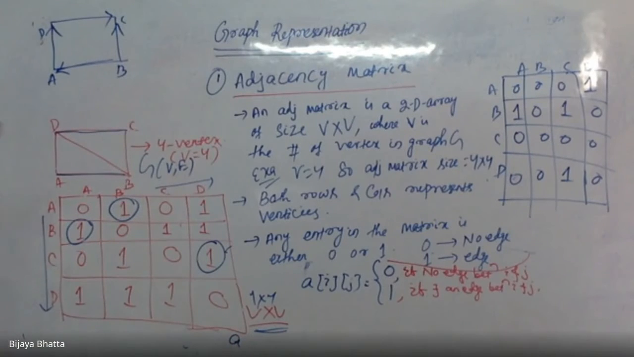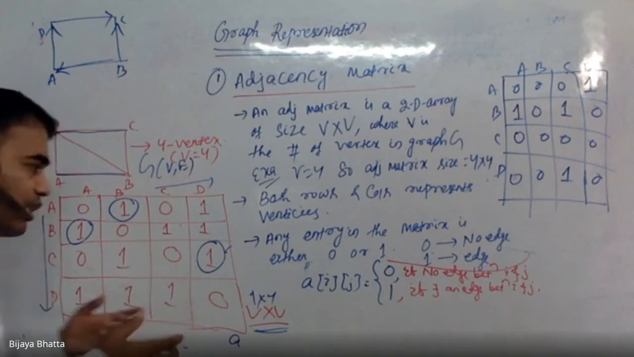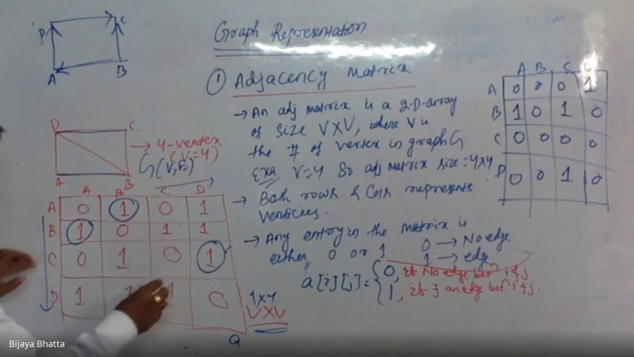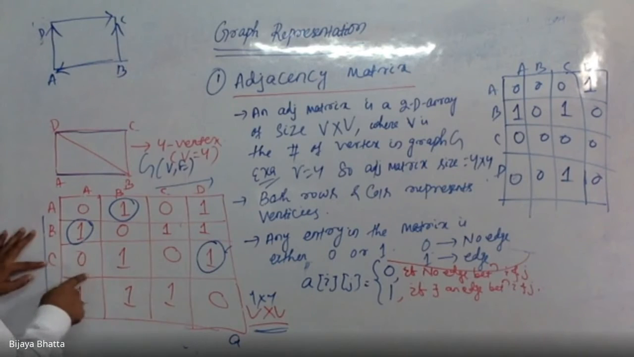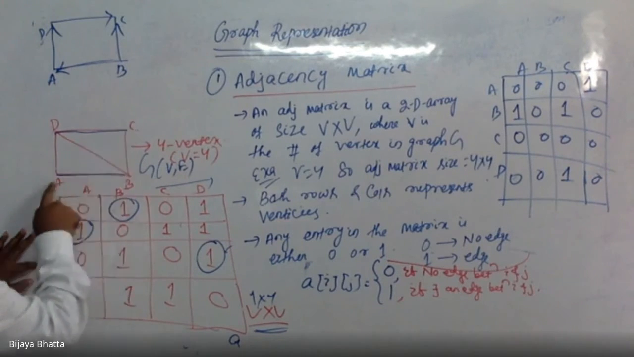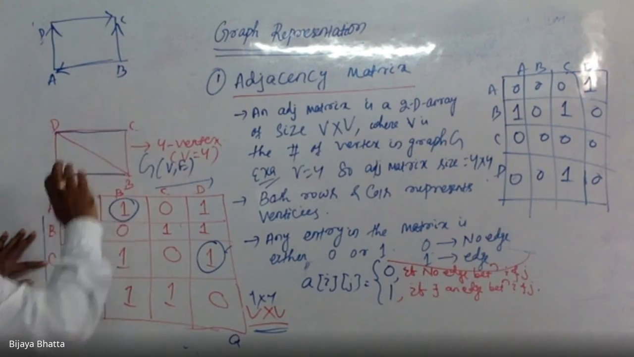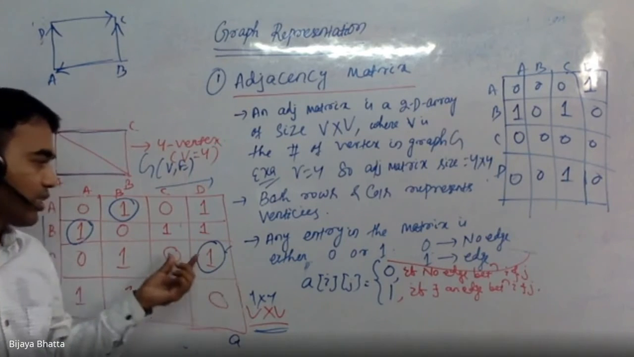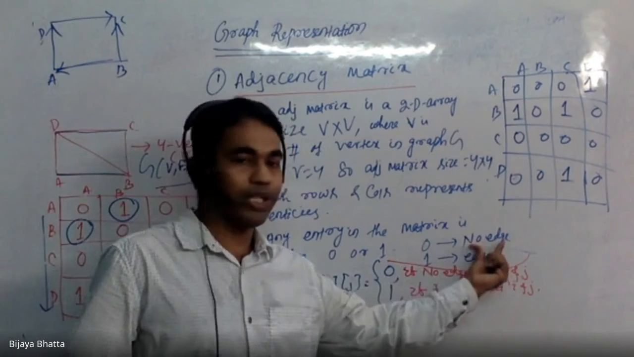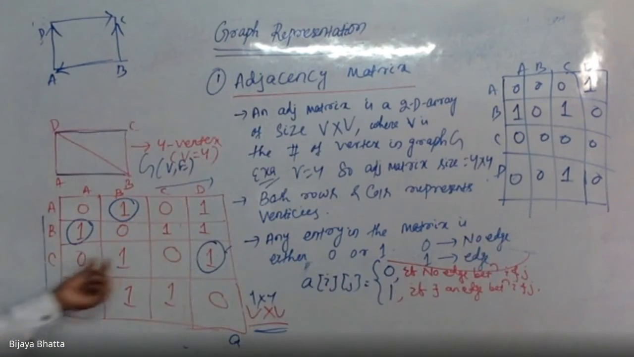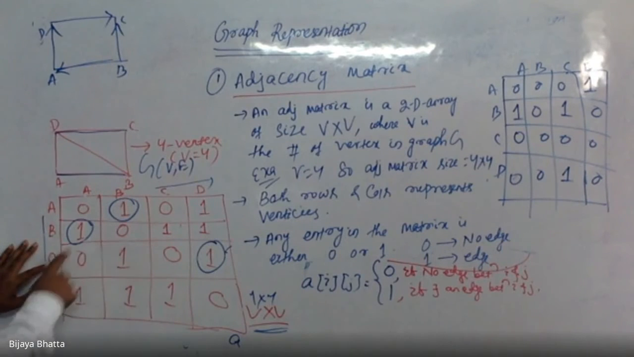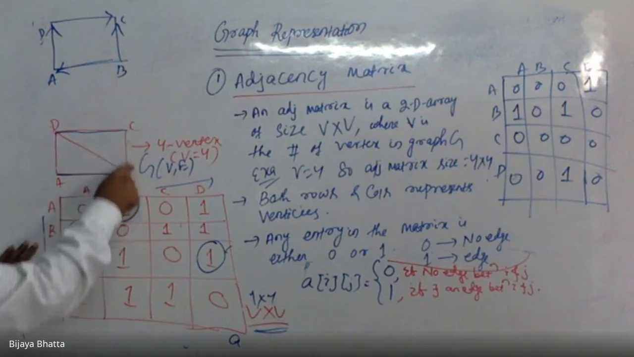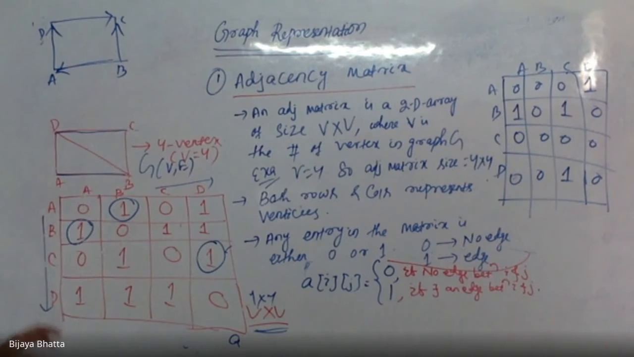So what does that 0 mean? Suppose let's talk about this 0. This 0 represents there does not exist an edge from C to A. If you look into C to A, is there an edge? No, there is no edge. If I add this, then there will be an edge. So 0 means no edge between that pair of vertices. 1 means C to B, 1. What does that mean? C to B, there must be an edge. Go to C to B, there is an edge.